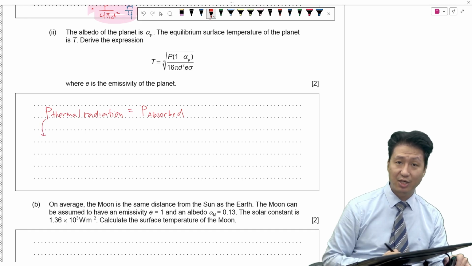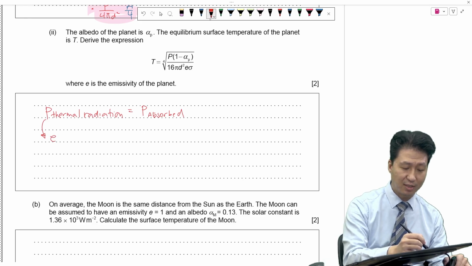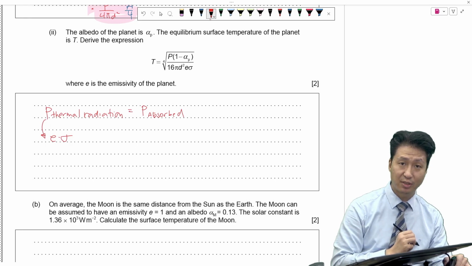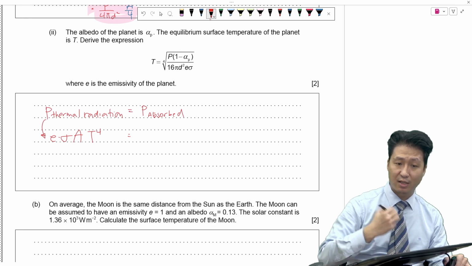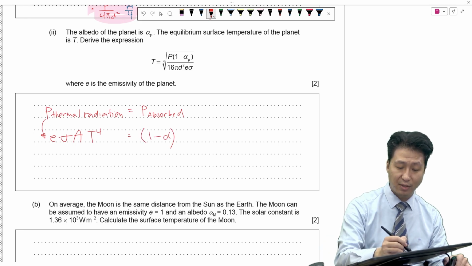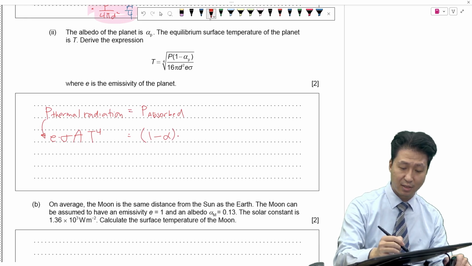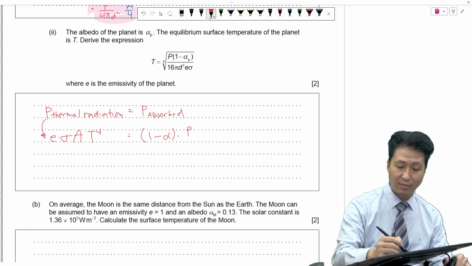The equation for thermal radiation is Stefan-Boltzmann's law, where E is equal to the emissivity, e, times the Stefan-Boltzmann constant, times the area of the object, times temperature to the 4th power. And this should equal the amount of light absorbed, which would be 1 minus the albedo, times, again, the power P of the sun or the star over 4 pi distance squared, times A over 4.